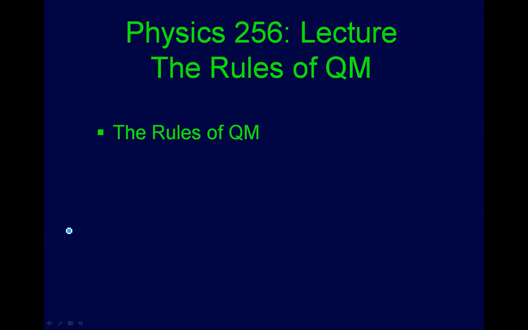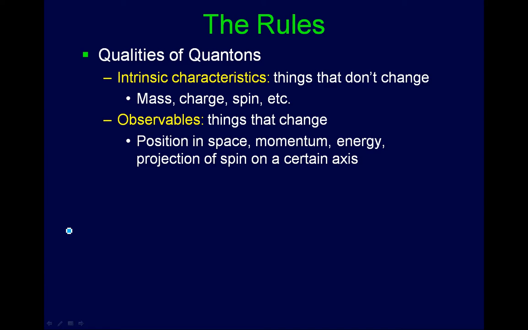Let's talk about the rules of quantum mechanics. So first, a little background. Our quantons have different types of characteristics. Some of these are intrinsic, such as the mass and the charge, things that don't change. And some of them are what we call observables, things that change.